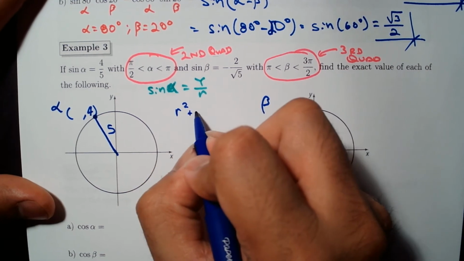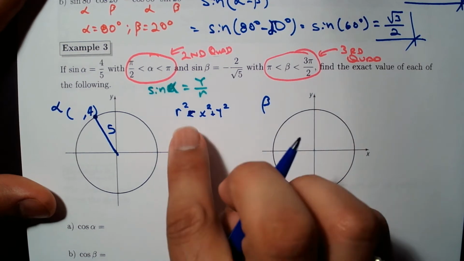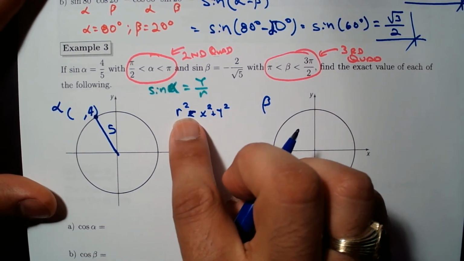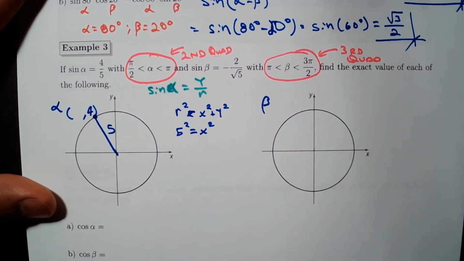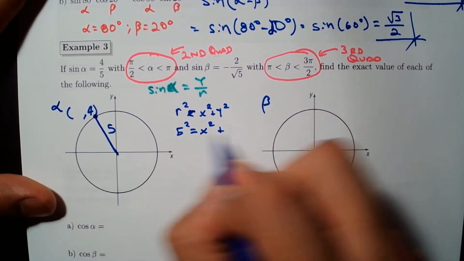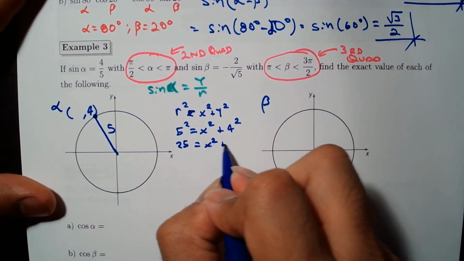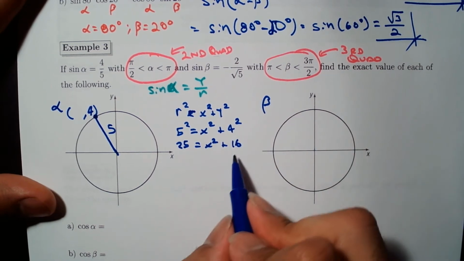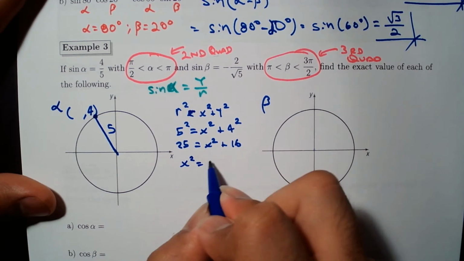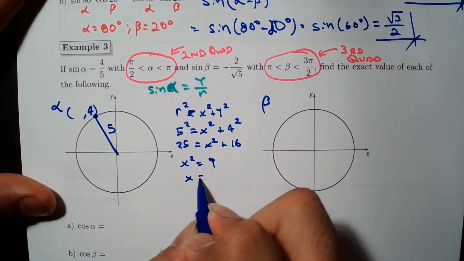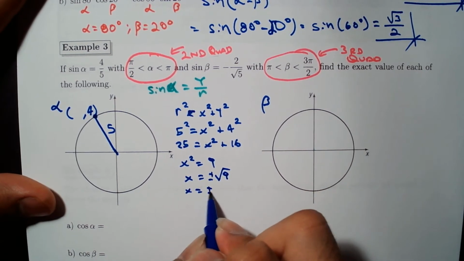r squared equals x squared plus y squared. And r squared is 5 squared, equals x squared, which is the one that we need to figure out, plus y squared, which is 4 squared. 25 equals x squared plus 16. Subtract 16 from both sides. x squared equals 9, and x equals plus or minus the square root of 9, which is plus or minus 3.